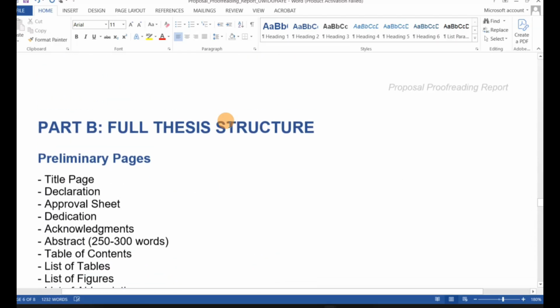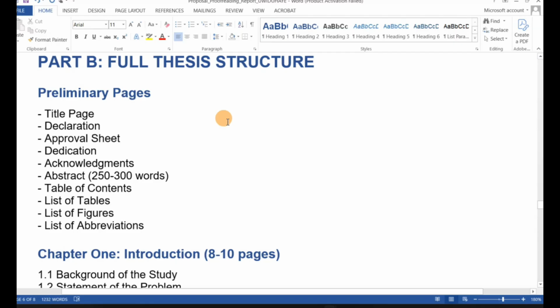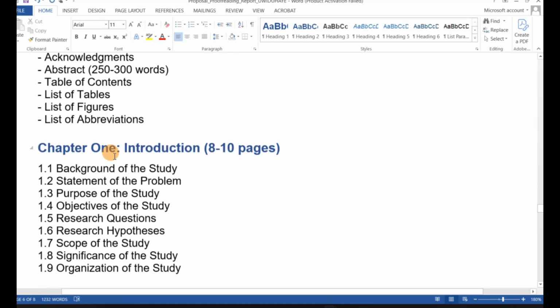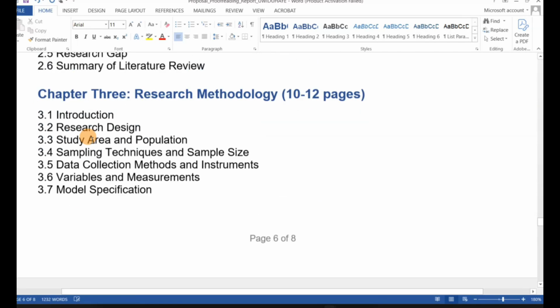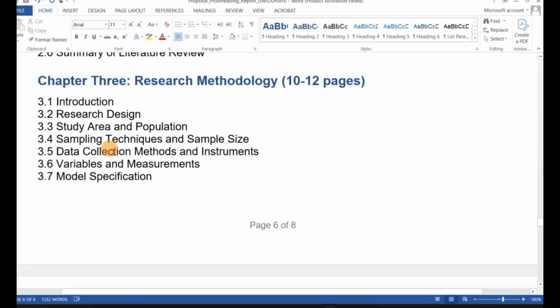So her full thesis or dissertation structure will be in this format: table of contents, declaration, approval, dedication, and then she starts with chapter one. Perfect. Then the literature review will be on human capital theory and self-regulated learning theory. Chapter 3 will be on which techniques she's going to use. She's going to use a cross-sectional one. There is no time series.